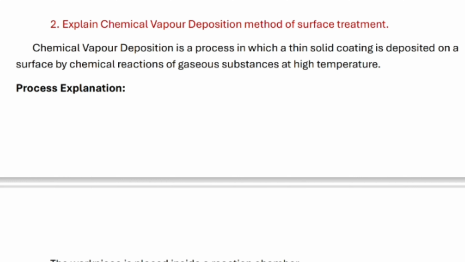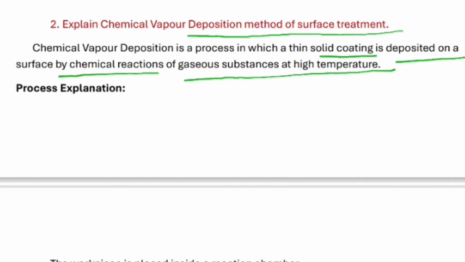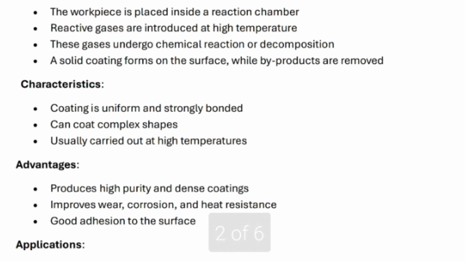Next, explain chemical vapor deposition method of surface treatment. Before going to that, you should know the chemical vapor deposition definition. It is a process in which a thin solid coating is deposited on a surface by chemical reaction of gaseous substances at high temperature. The name itself indicates that a chemical reaction takes place. Coming to the process explanation.